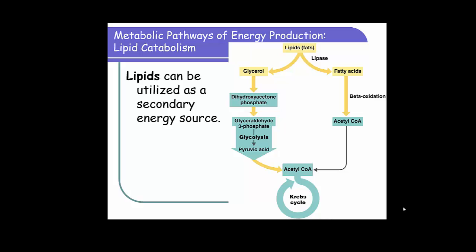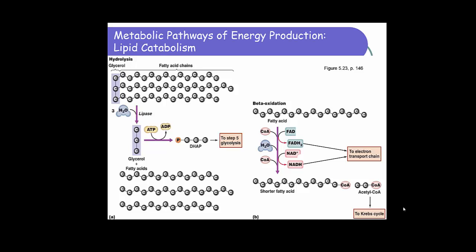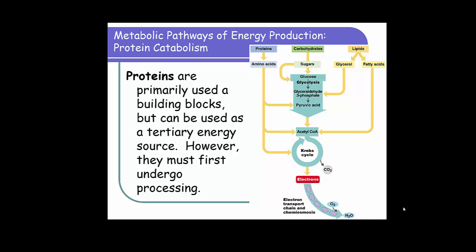The fatty acids, after they've undergone a process known as beta oxidation, can be converted to acetyl-CoA that can then enter into the citric acid cycle. Here's the breakdown of the lipids through lipase to glycerol converted to G3P, and the fatty acid chains undergoing beta oxidation and making acetyl-CoA.